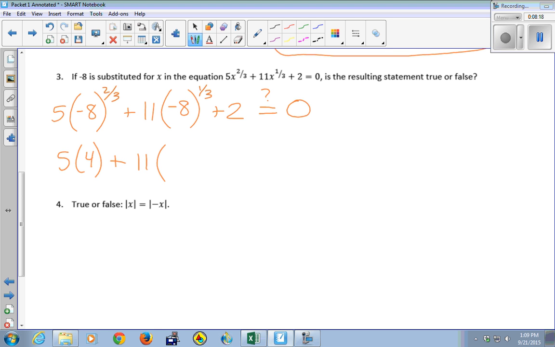All right, -8 to the 1/3. So again, the root is in the cellar, the power is on top. So I want to take the cube root of -8, which was -2, and then raise it to the first power, which means you don't do anything. You get -2. You can do it either order. Yeah, I find taking the root is typically easier to do first, but either order will work. All right, and then plus 2. So that says 20 minus 22 plus 2. Does that equal 0? Yes. Okay, so yes, it's true.